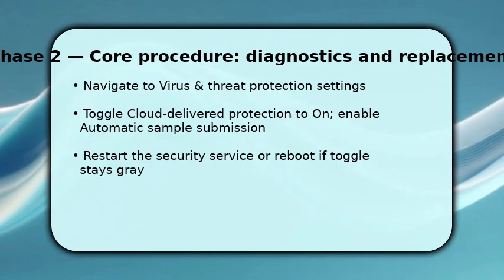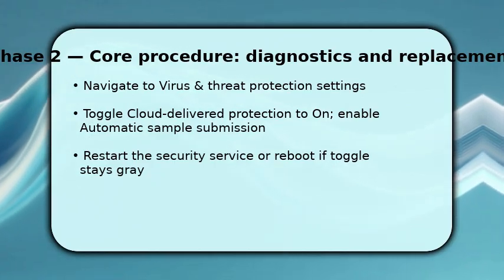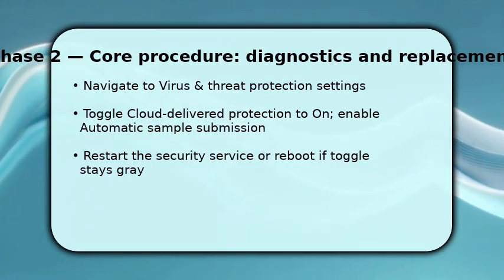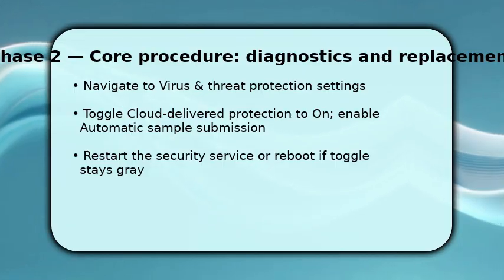If the toggle is grayed out, open Services, restart the Windows Defender antivirus service, and try again. Once enabled, run a quick cloud-powered scan or update signatures to confirm connectivity.